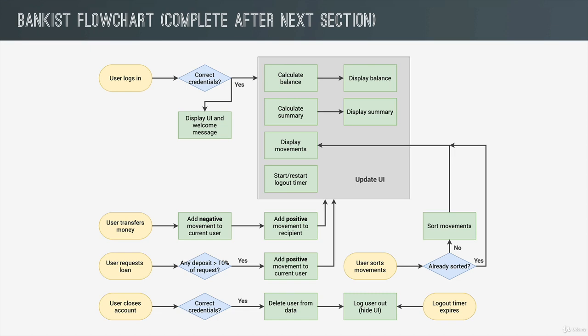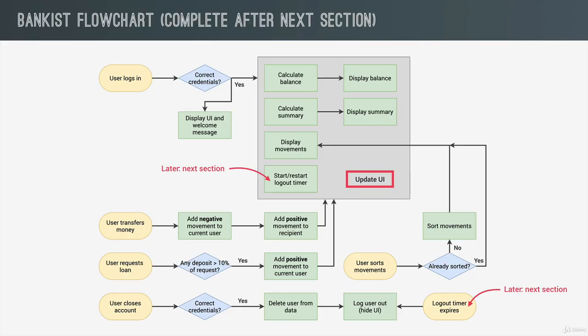So when the login action is performed, we check for the correct credentials, and if they are correct, we display the UI, and then we also update the UI. And so that means to calculate the balance, calculate the summary, display the movements, and then later on in the next section, we will also start and display a logout timer. So all of this here happens right at the beginning as the user logs in. And so actually this part in the beginning here, everything that is inside the update UI will be the first thing that we will do.